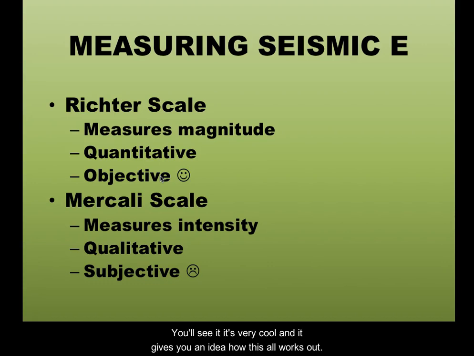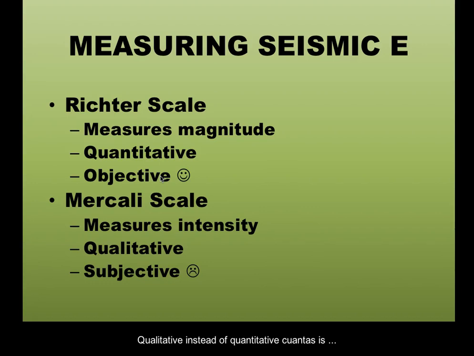You'll see it's very cool, and it gives you an idea how this all works out. The Mercalli scale, on the other hand, is much more human. It's qualitative instead of quantitative. Quant is numbers and measuring. Qualities, okay? Well, in science, qualities are kind of subjective, and that's kind of a bad thing.